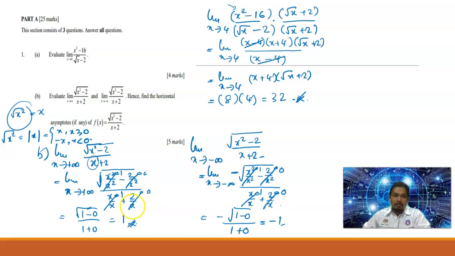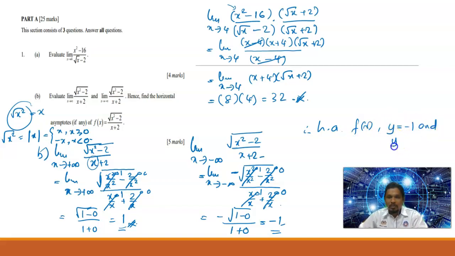So from these two answers, which are 1 and negative 1, we come up with a conclusion that the horizontal asymptote, HA, I write it in short form, HA stands for horizontal asymptote, for f(x) is y equal to negative 1 and y equal to 1. So find the horizontal asymptote, if any. This is the one: y equal to negative 1 and y equal to 1.